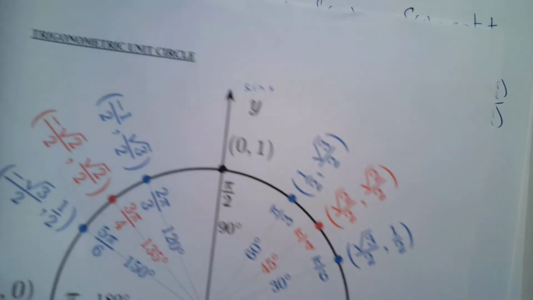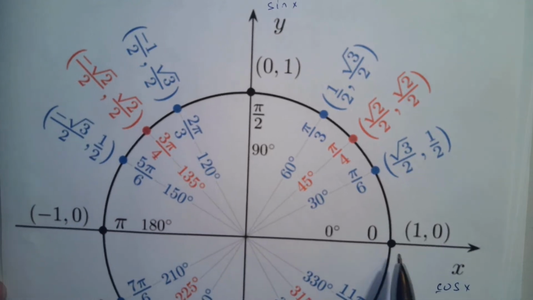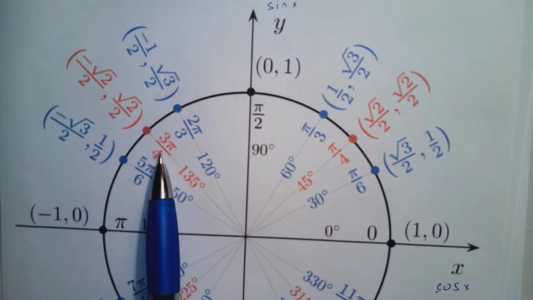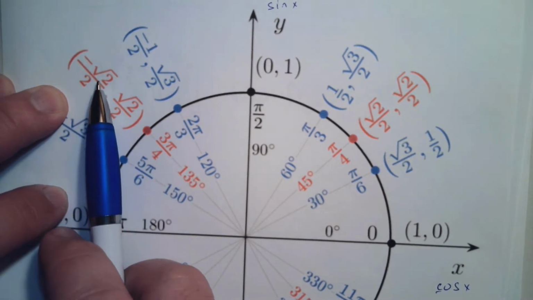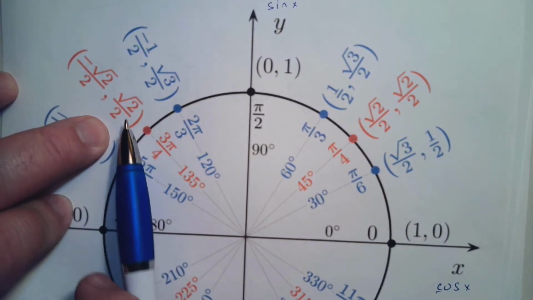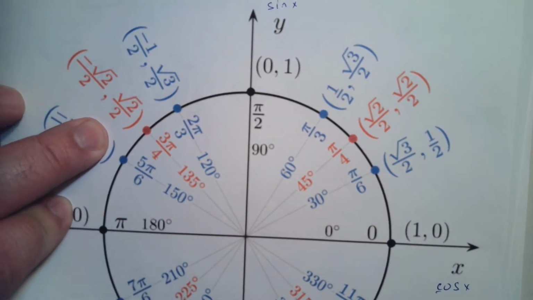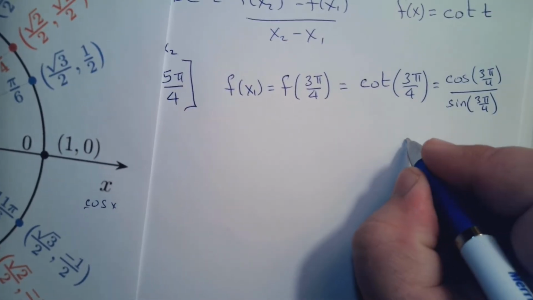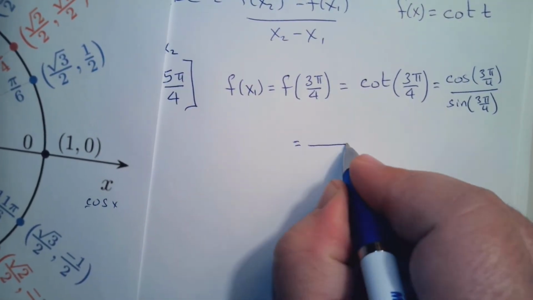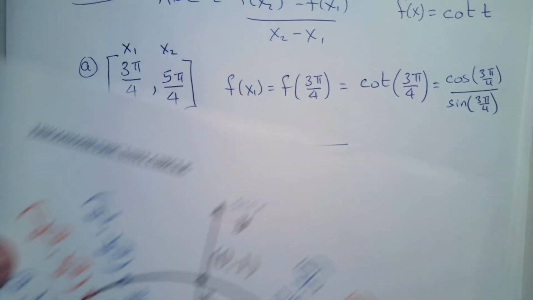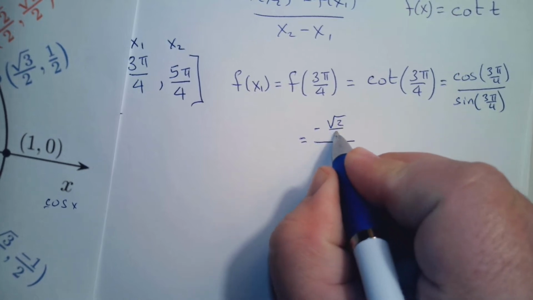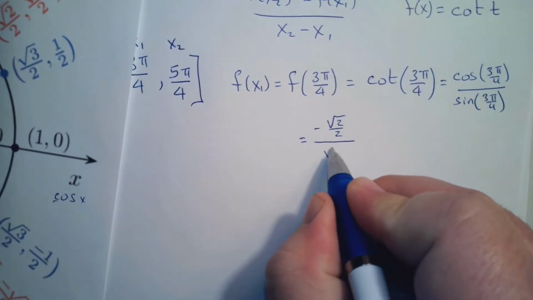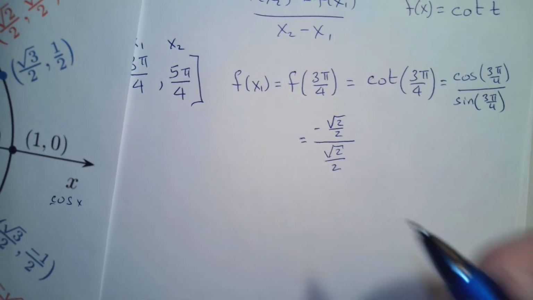Alright, so looking at this, 3 pi over 4. So from 0 to pi, if we divide it into fourths, 1, 2, so 3 pi over 4. The cosine is negative square root of 2 over 2, and the sine at 3 pi over 4 is square root of 2 over 2. So the cosine, that's the x value, is the negative square root of 2 over 2. And the sine, the y value, is a positive square root of 2 over 2.